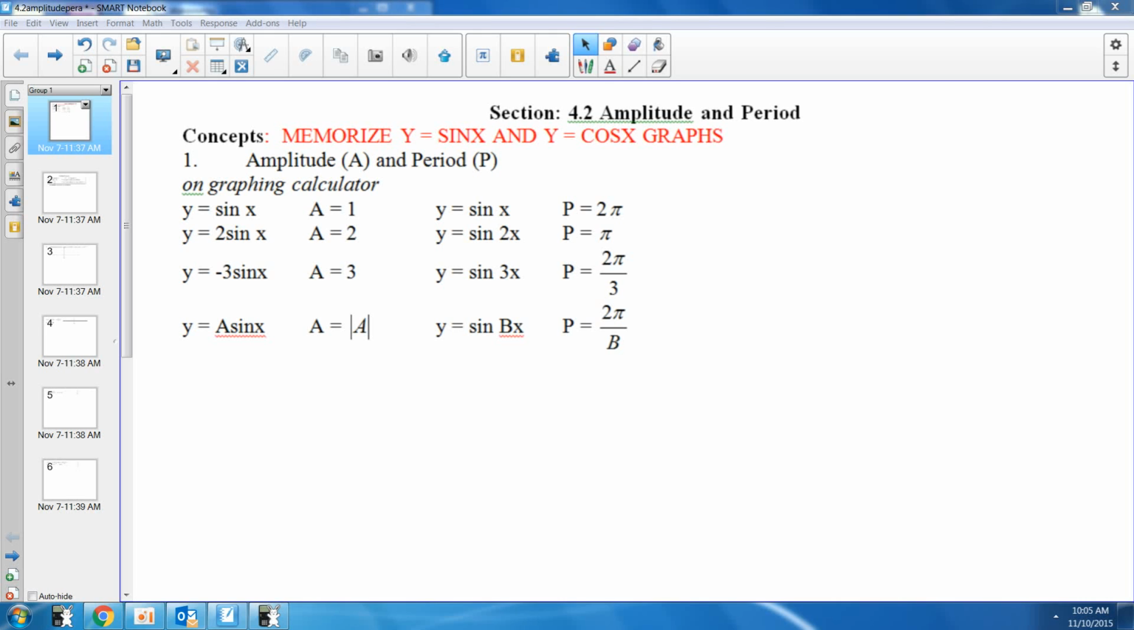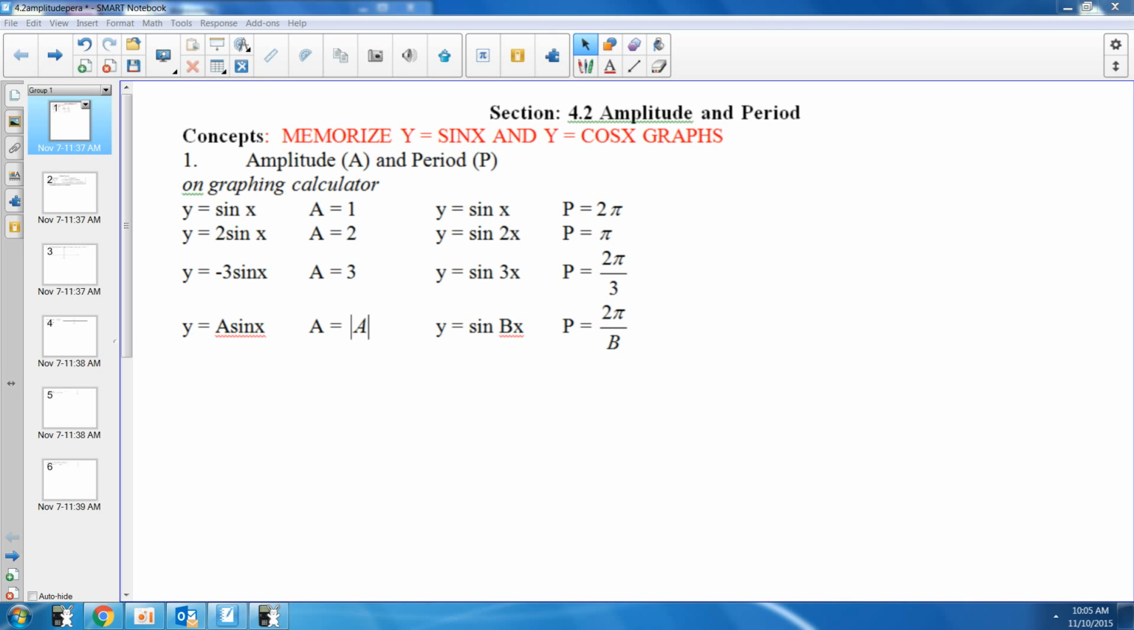And we're going to be looking at stacking up these different trig functions, including the sine graph and the cosine graph, and then manipulating them by adjusting the different amplitudes and different periods.